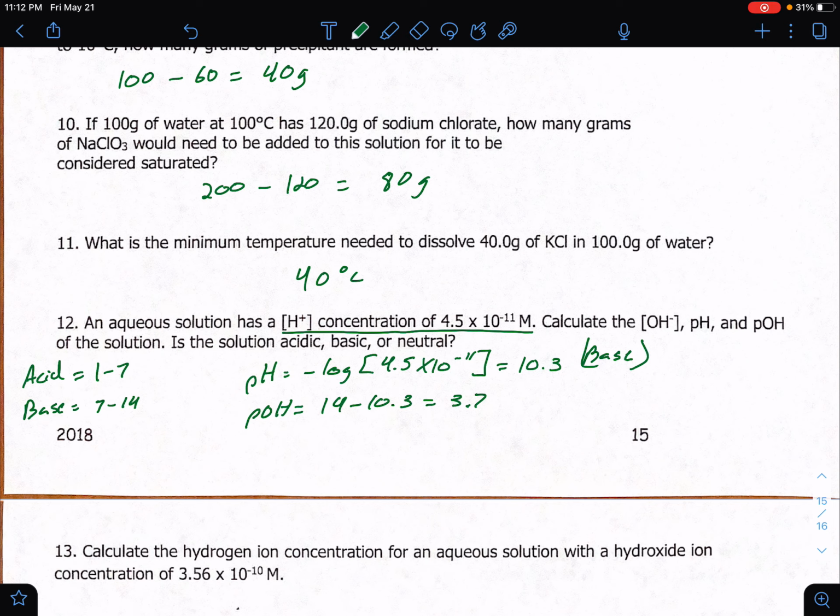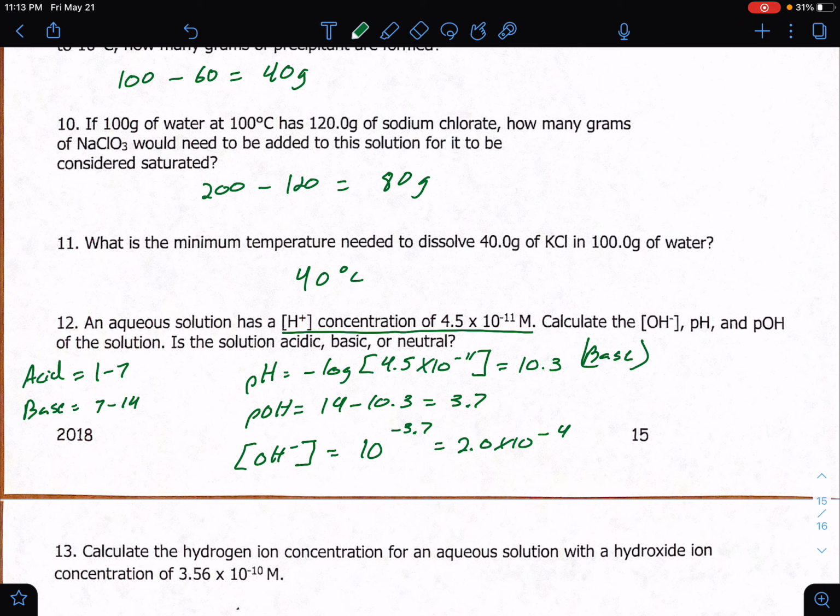Okay, lastly, if I want to go from pOH to OH concentration, I'm going to do the opposite of log. I'm going to do second log, so you're going to press second log on your calculator. So my OH concentration is going to be second log, so it's going to look like 10 with an exponent on top, and you have to make that a negative 3.7. So second log, negative 3.7, and you get a number of 2.0 times 10 to the negative 4.